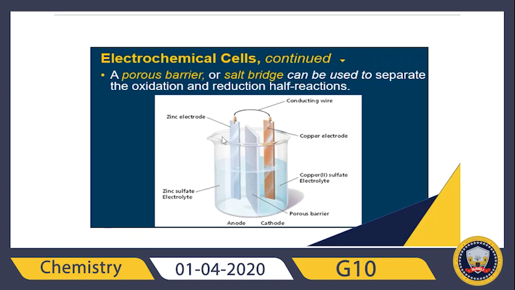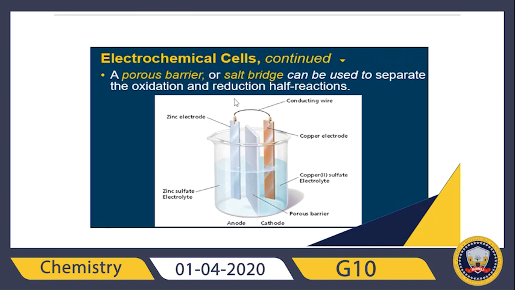So here we have the zinc electrode with the zinc sulfate electrolyte making up a half cell, and here we have the other half cell that is made up of the copper electrode with what? With the copper sulfate electrolyte. Both of the half cells are separated by what? By the salt bridge or the porous barrier.